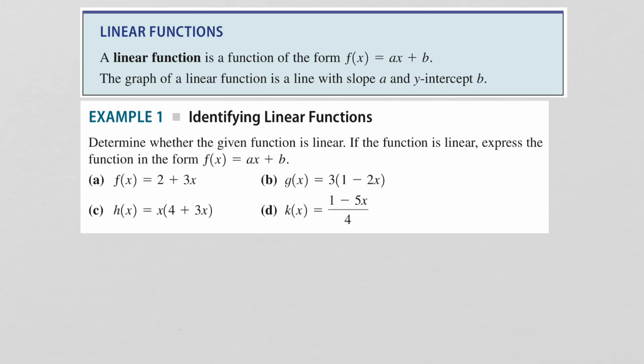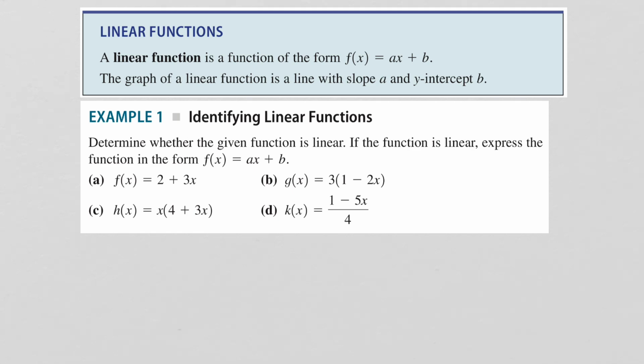Linear functions and models. A linear function is any function of the form f of x equals ax plus b. The graph of a linear function is a line, and we know that the slope of the line is a and the y-intercept is b. We already know this. The only difference here is that we are calling the slope a, which is a little bit different from normal. Usually we call it m.